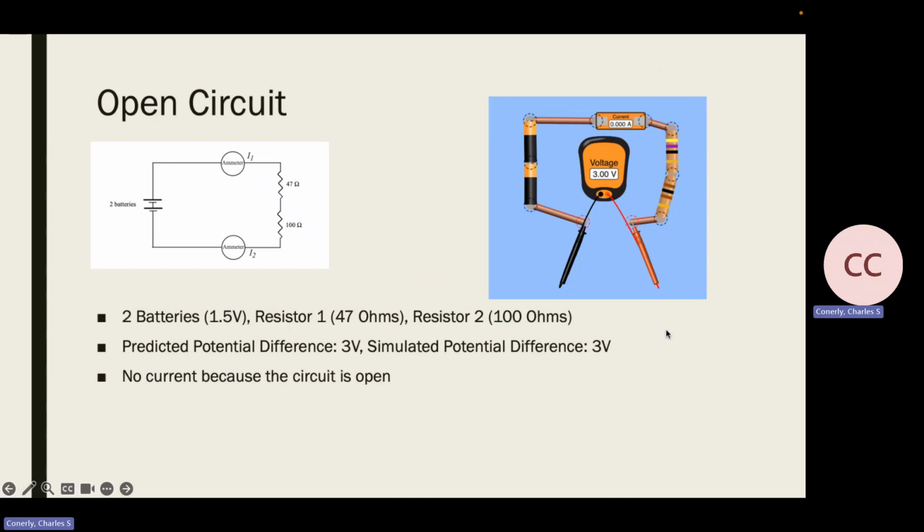Now we're going to place a voltmeter in order to find the voltage of the system. We're using the same batteries and the same resistors, but this will allow us to calculate the predicted potential difference in our system. We can see that this is 3 volts, and the simulated and predicted values are equivalent. We can also see that it's the sum of the two batteries we have in the system. There's no current flowing because the circuit is open, which is what allows us to put our voltmeter in.